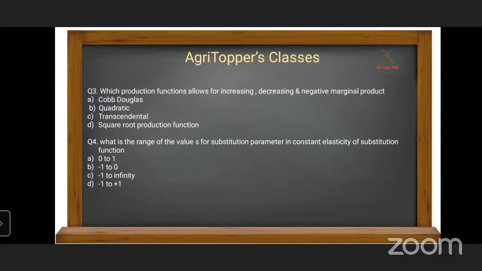So in a production function, what should we know? We should know its functional form, the power of its variables, what its isoquant looks like, and what its production curve looks like. What is marginal product? What is average product? What is elasticity of production? What is elasticity of substitution? What are the limitations? What are the applications of the production function?